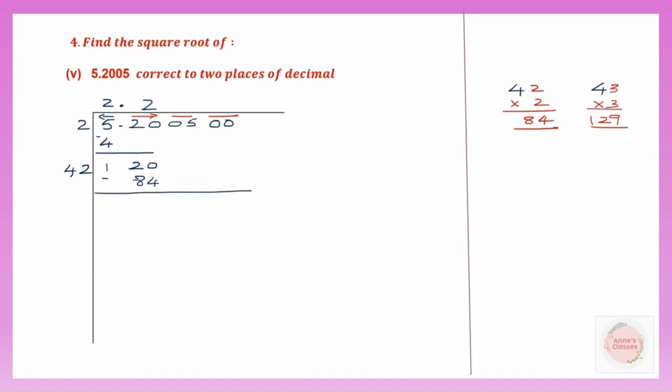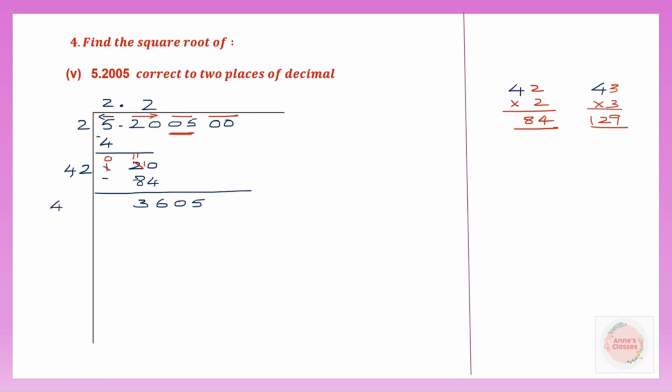Now let's subtract. So here this is 1 and 10. 10 minus 4 is 6. Now 1 minus 8 I can't do, so I'm going to borrow from here. So that's 11. 11 minus 8 is 3. Now I bring down the next pair of numbers. So that is 0, 5. So now my number is 3605. Next step, double this. Ignore the point, so it becomes 22. 22 into 2 is 44.